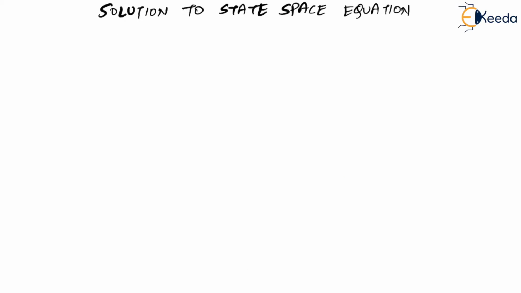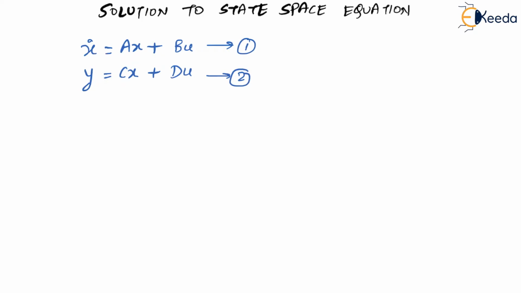So now, in order to find the solution to a state space equation, let us first try to write the state space equation. We know that the state space equation is given as x dot equal to Ax plus Bu, and y equal to Cx plus Du. Am I right? Definitely. This is what we have studied. Let me call this equation 1 and this equation 2 for the time being.